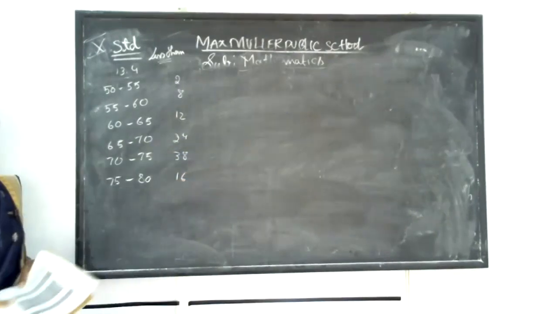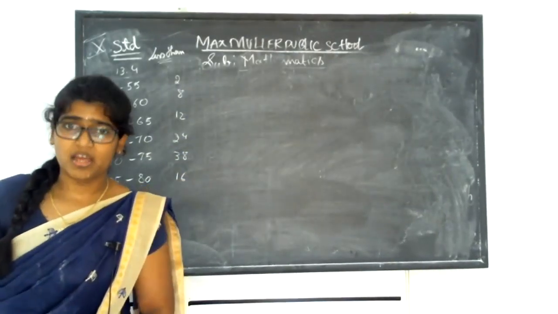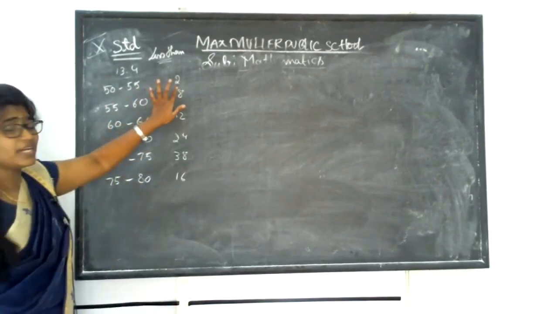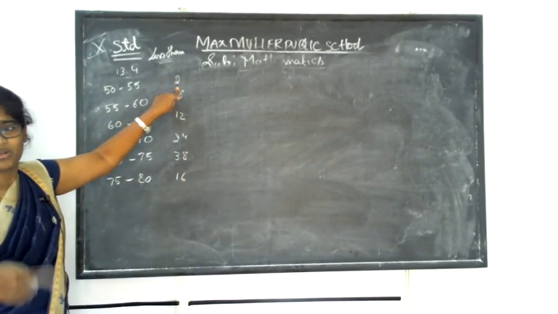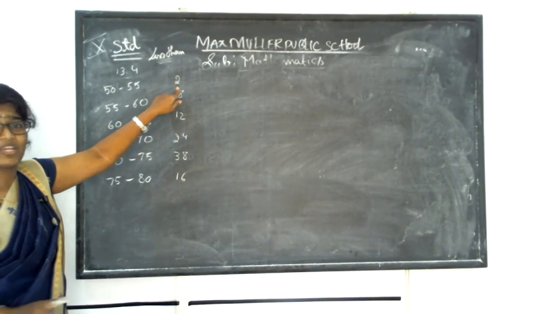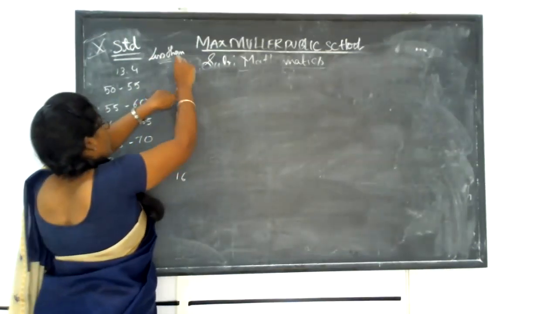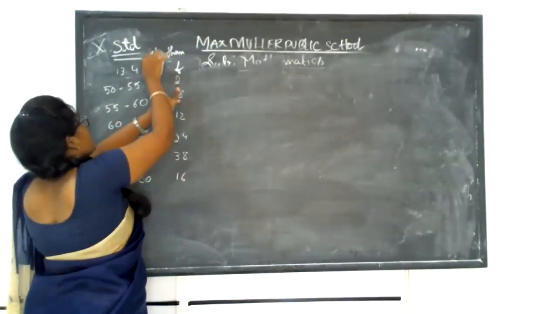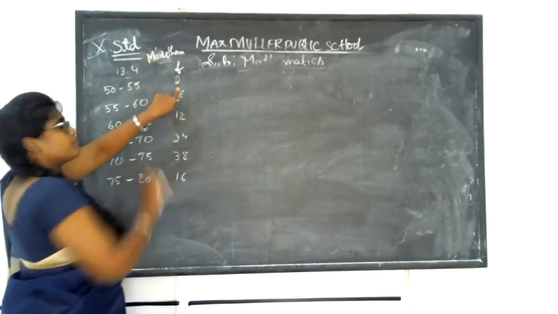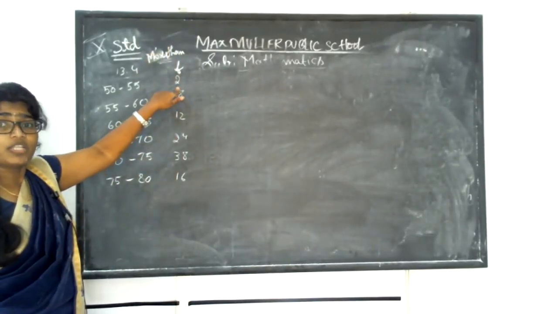See, what is the word they have used? More than. More than in the sense, what should my cumulative frequency be? More. It is not the normal cumulative frequency. The given one is the normal frequency. Clear? So now you need to find out the cumulative frequency.